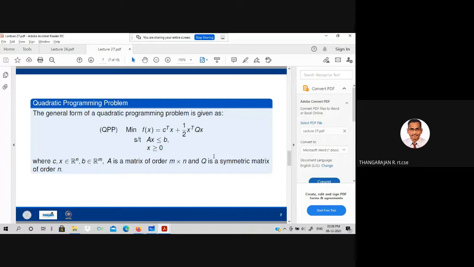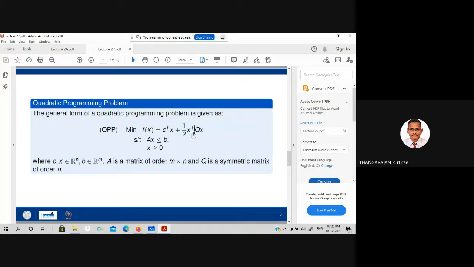Here you see, this is a quadratic programming problem, which you can put in a matrix form. This is how they have put it in matrix form, because in matrix, x into x transpose is x square, with some Q. And Q is a symmetric matrix of order n. So in matrix form, this is how a quadratic function will look.